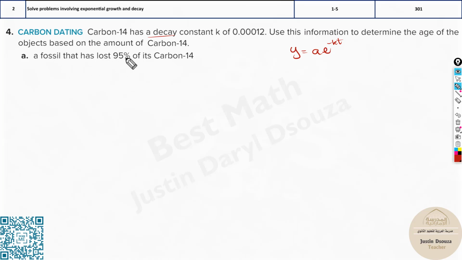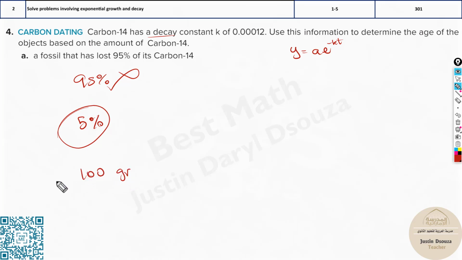A fossil that has lost 95% of its carbon-14. Okay, this is very important. 95% is lost, gone. So how much is remaining? Only 5%, right? 95% of the initial amount is gone. So imagine it was 100 grams initially, A is equal to 100. So what happened is 95% is gone. So what's remaining? y is basically 5 grams.